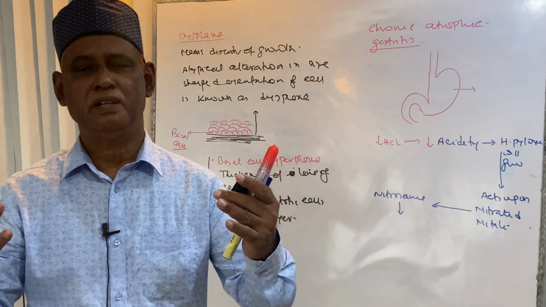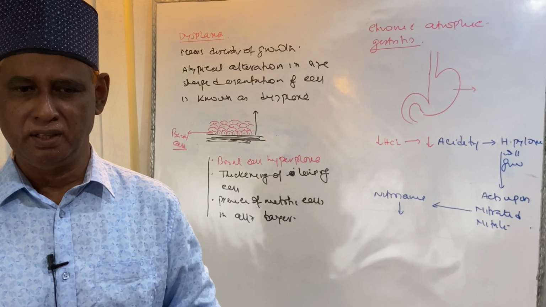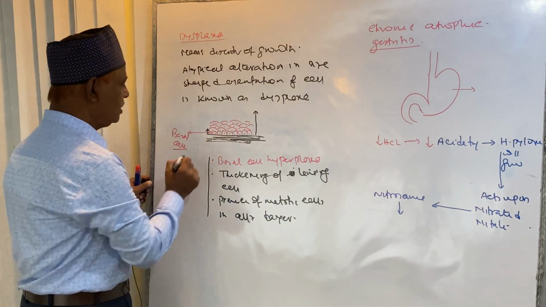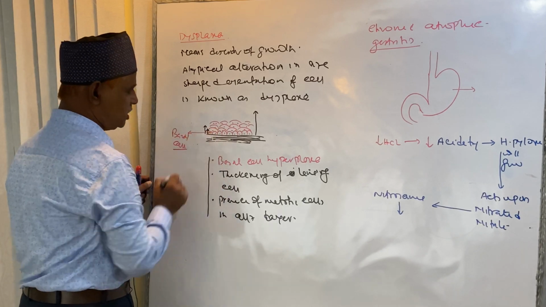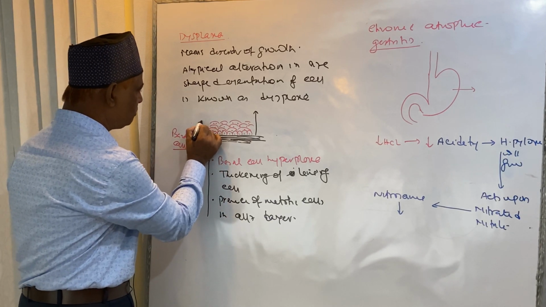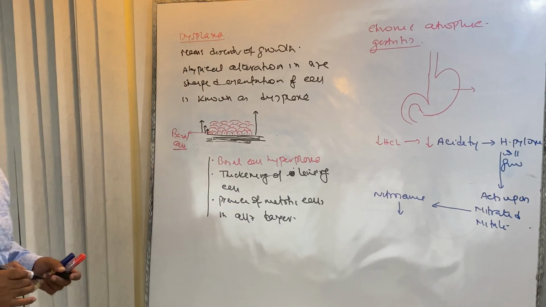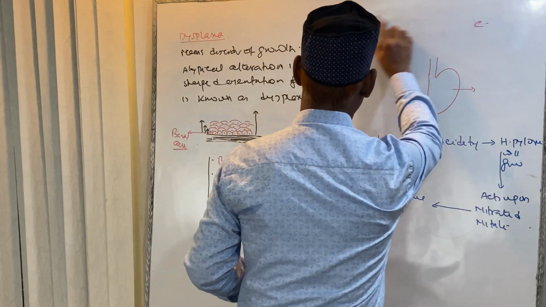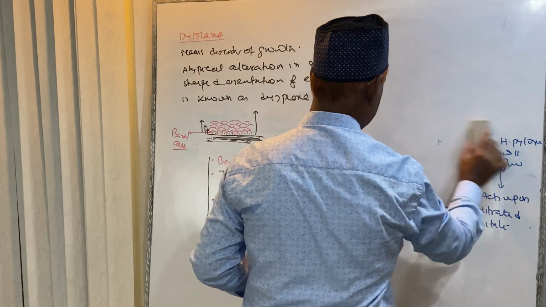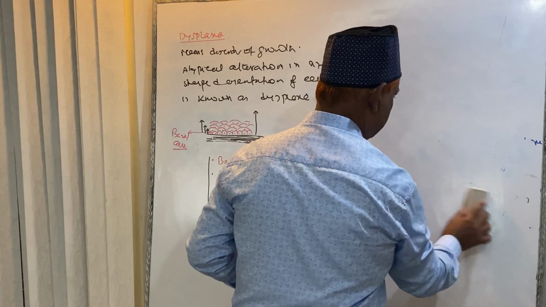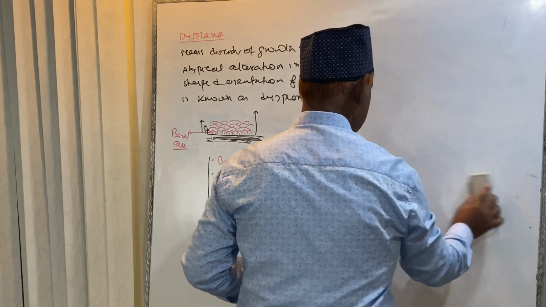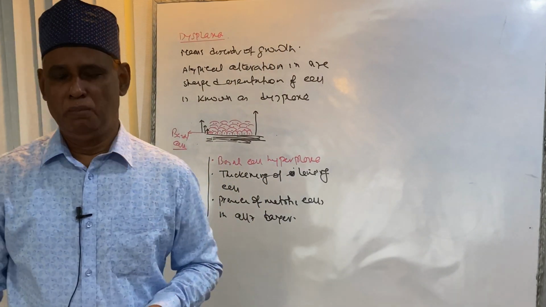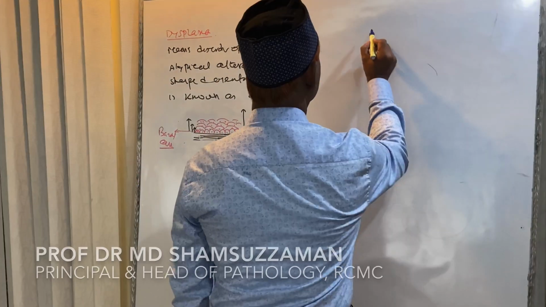There are three grades of dysplasia. Grade 1, when inner 1/3 is dysplastic. Grade 2, when inner 2/3 is dysplastic. Grade 3, when full thickness is dysplastic. So dysplasia means atypical alteration of cell size, shape and orientation. In dysplasia, there is basal cell hyperplasia, acanthosis and presence of mitotic cells in all layers.